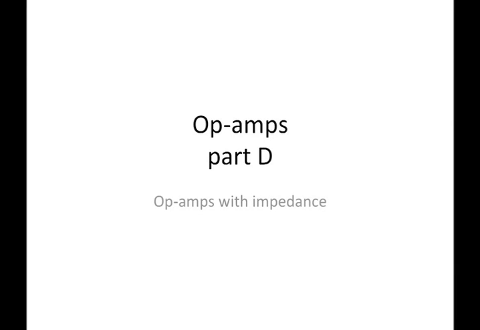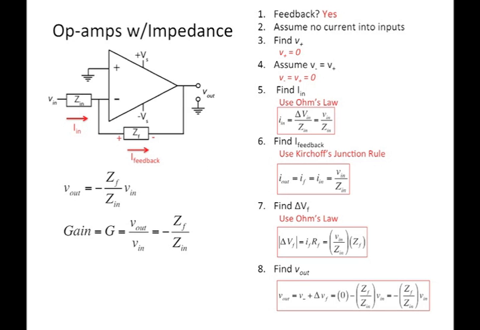Let's continue talking about op amps, and now I want to look at circuits that have impedance or AC kinds of signals, where we have inductors and capacitors. So essentially, the game is exactly the same. We have an op amp, we have maybe inductors and capacitors, things with impedance in the feedback or in the input. Well, we go through the same things.